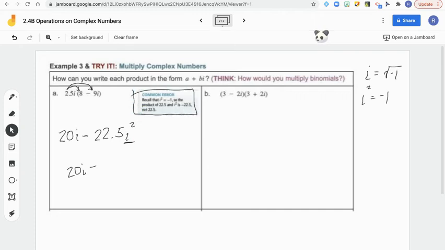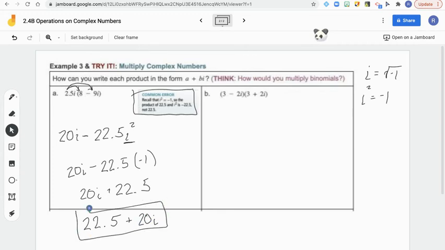So instead of having negative 22.5 i squared, this really is like saying negative 22.5 times negative 1, which in fact is positive 22.5. Now remember, our final answer always should be in a plus bi form, so make sure you rearrange that. Okay, let's multiply this next one.